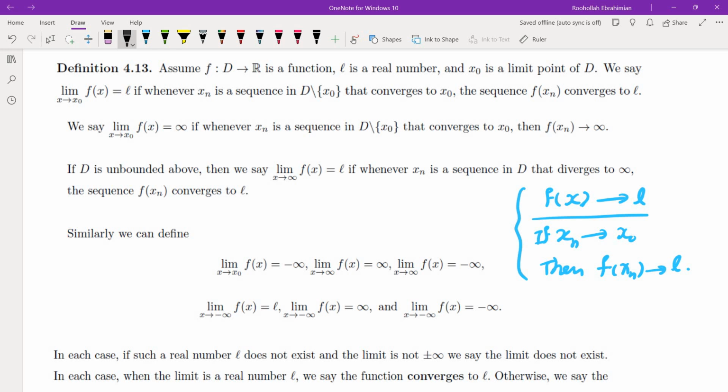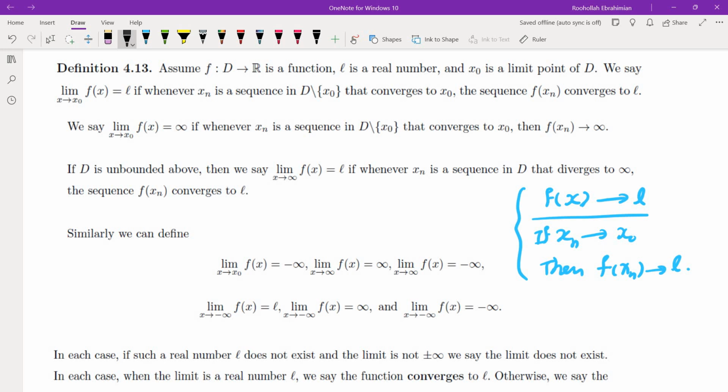If you want to define what is the limit when x approaches infinity, you need your D to be unbounded. So if D is unbounded above, then we say the limit of f of x as x approaches infinity is equal to L if whenever xn is a sequence in D that diverges to infinity, the sequence f of xn converges to L. So again, it's the same idea.